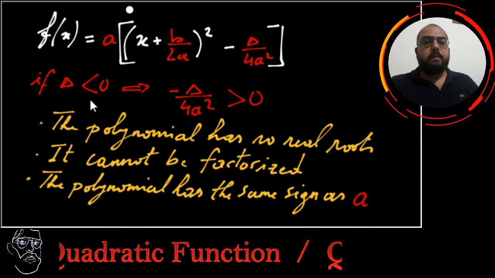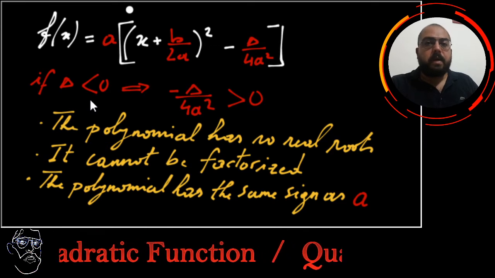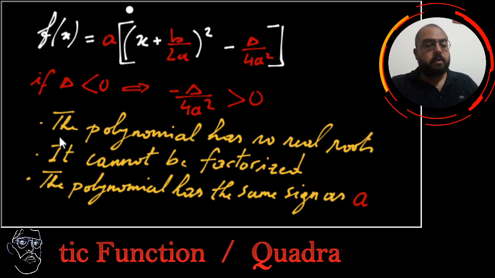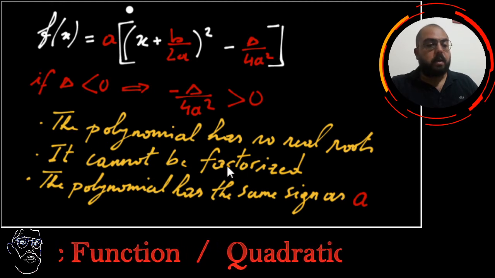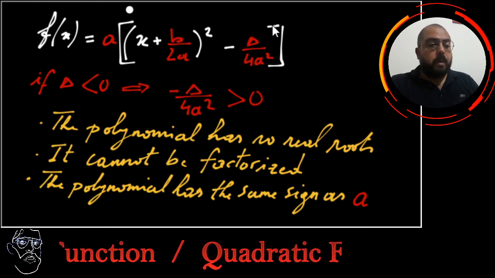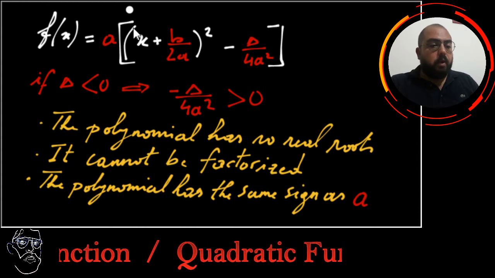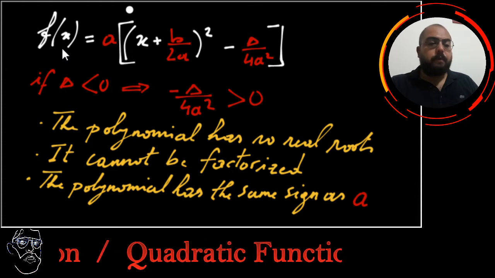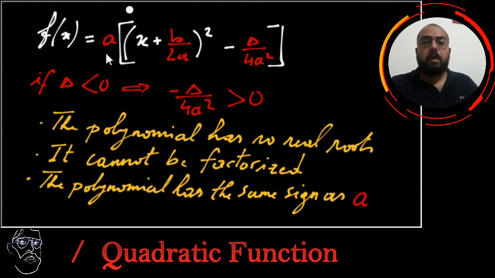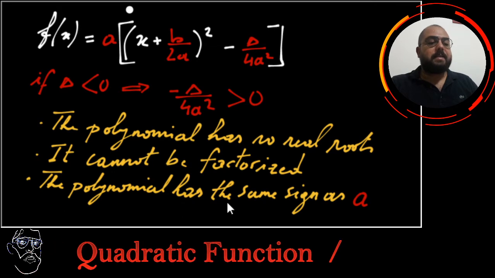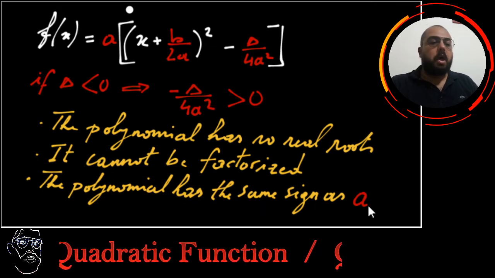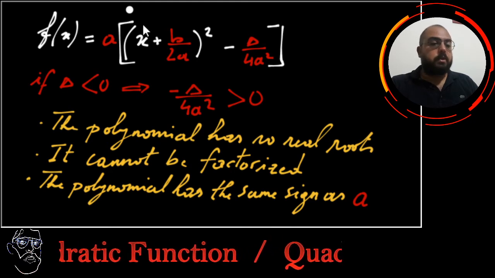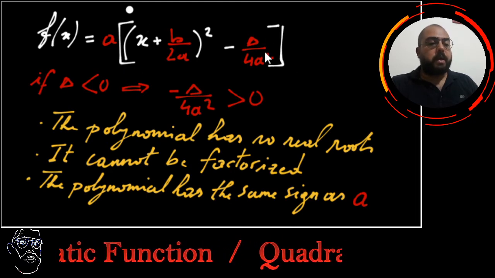When delta is negative, I can simply say it has no real root, so the polynomial cannot be factorized. So between the brackets, the whole part will be positive. The function f of x will be affected by the sign of a. So I can say the polynomial has the same sign as a. A positive, the function positive. A negative, the function negative. Because just like we said previously, between the brackets, it's all positive.